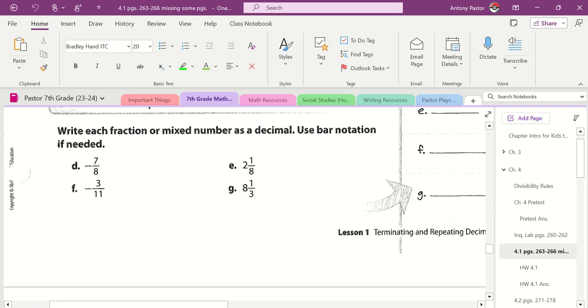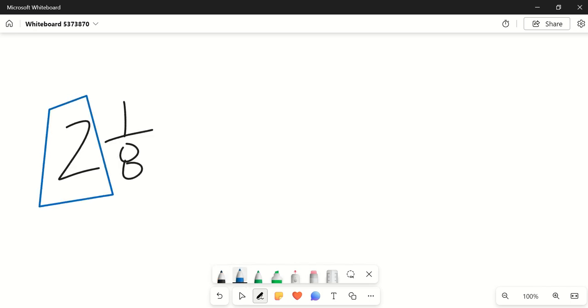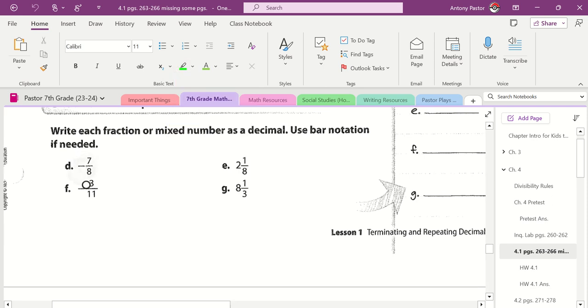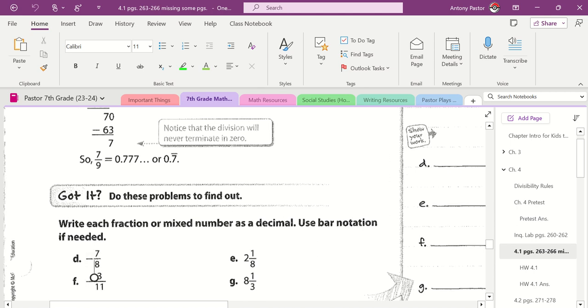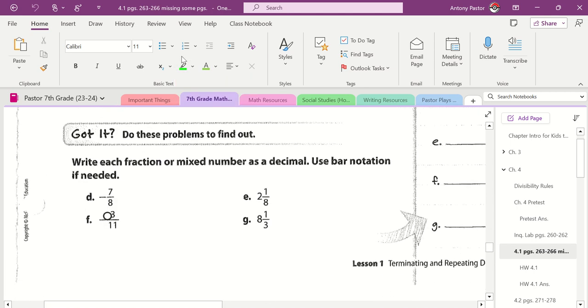Let's go to E. 2 and 1/8. Now remember, when we have a mixed number and we're converting it into a decimal, the whole number is just going to move over. Oh, wait. I messed up on that last one. That should have been negative 0.875 because I forgot to bring over the negative symbol right there. If it will let me draw. That negative symbol right there, it won't let me draw. So we're going to ignore it right now.